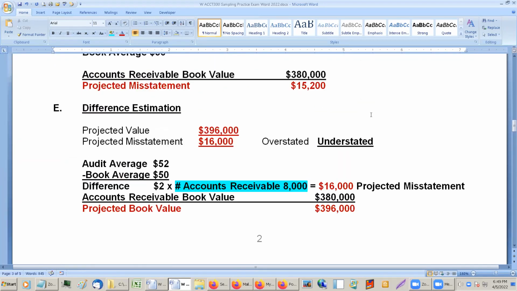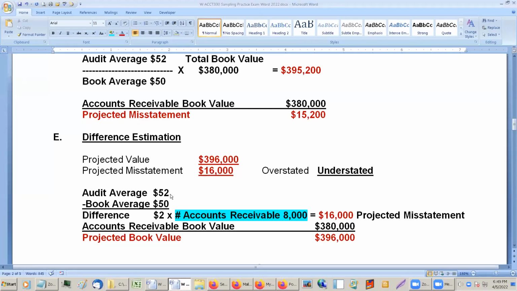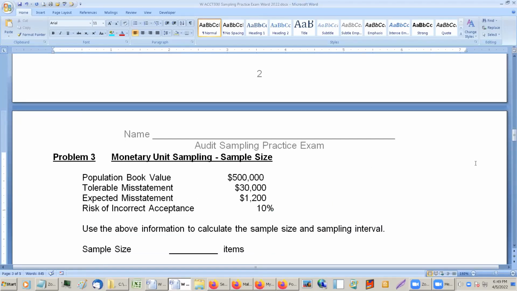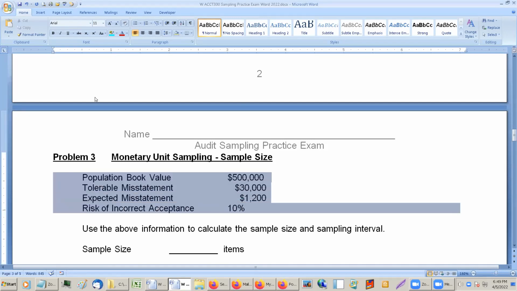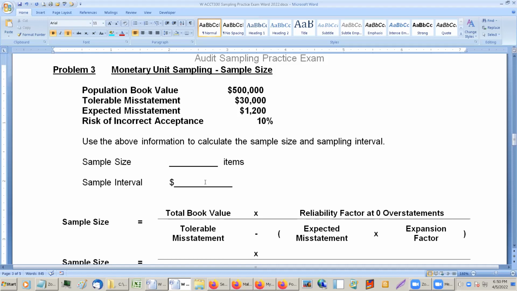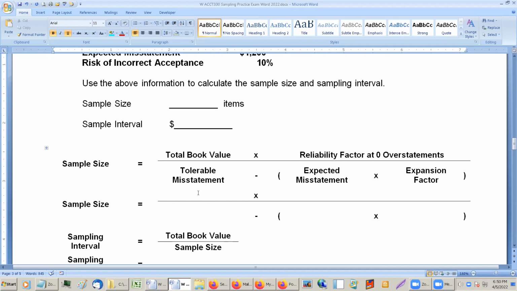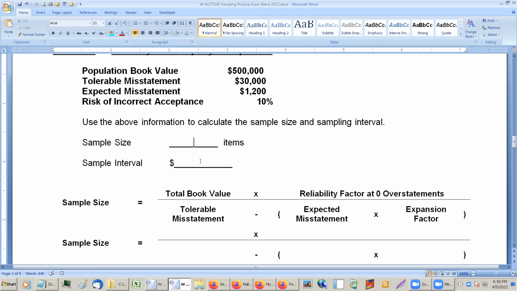I should ask you, are there any questions on the classical sampling? Any questions on that? Okay. Let's go ahead and push on through. The spacing here is funny. Okay, so we're going to get the sample size and sampling interval. And here is our formula.